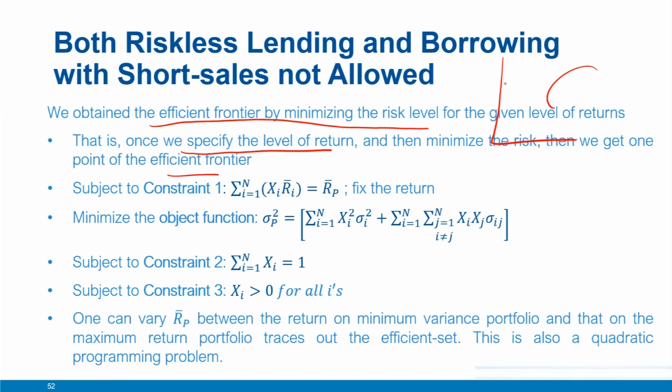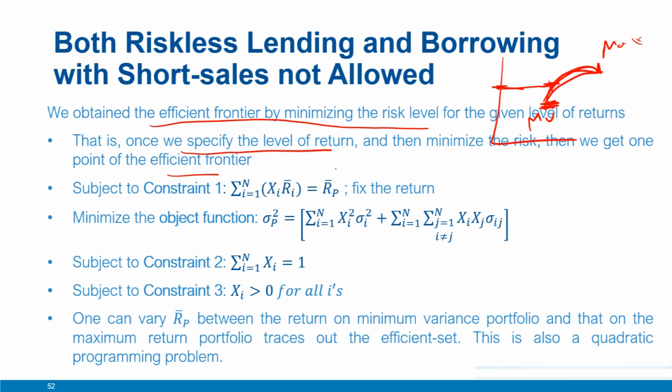Essentially what we are saying is that you choose a level of expected return, and for that return, whatever point gives you minimum risk, you take that point. And also that you trace this efficient frontier between two particular points. One is the minimum variance point and the other is the maximum return point. Between these two points, you trace the entire efficient frontier.